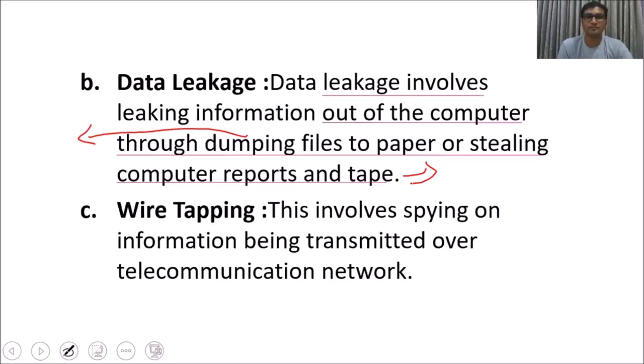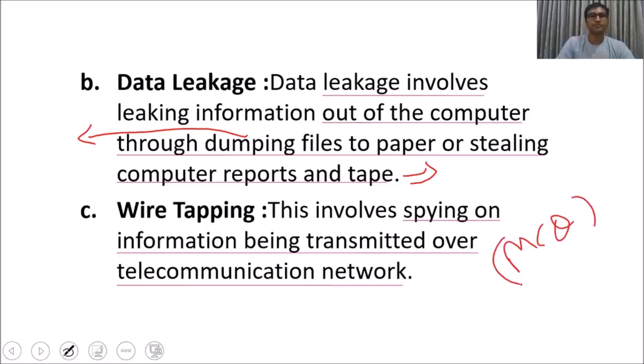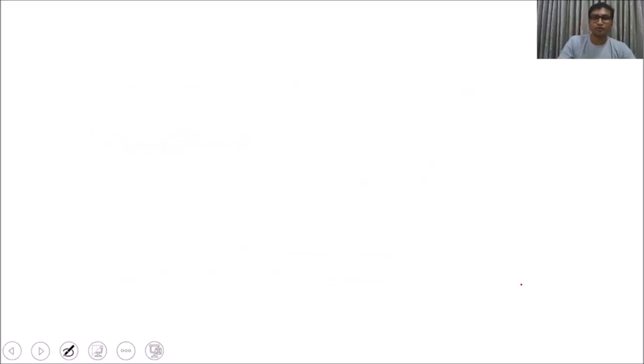Okay, and then you will get wiretapping. Wiretapping is nothing but listening to the communication between two people. You can see spying on information being transmitted over telecommunication network. Here also you can write MCQ. Spying: when two people are talking with each other, in between you are listening to their conversations. That is known as wiretapping. You must have seen in movies. Police try to find out the conversation between two villains, or one employee of the villain, and between villains they are talking and police is listening in between. That is known as wiretapping. Okay, so you can just see this.